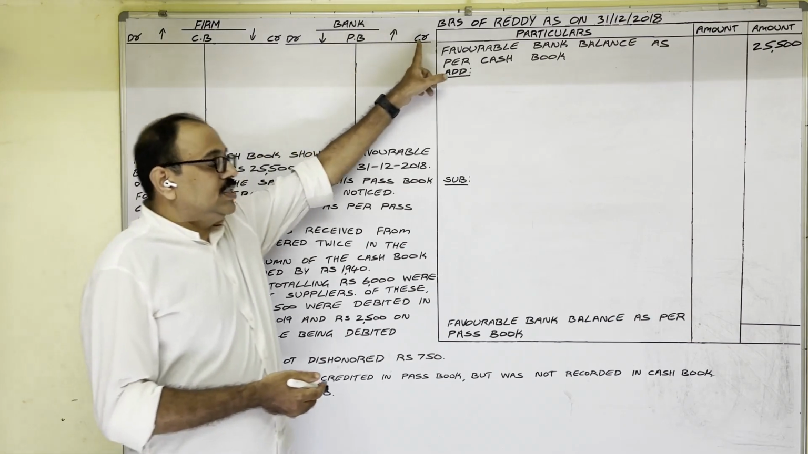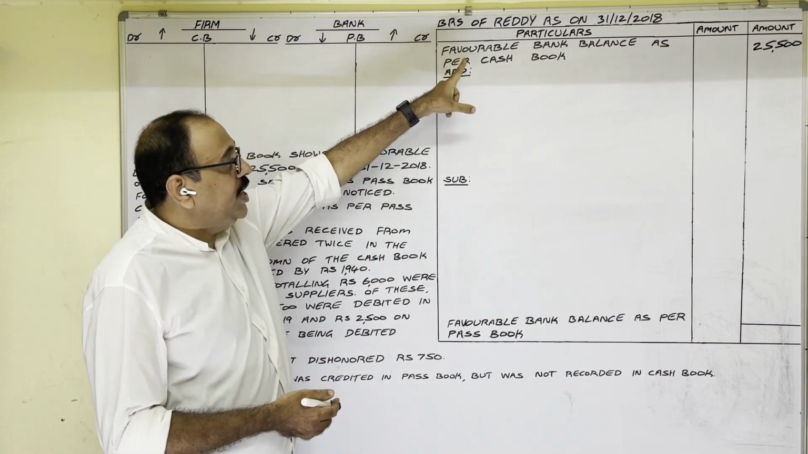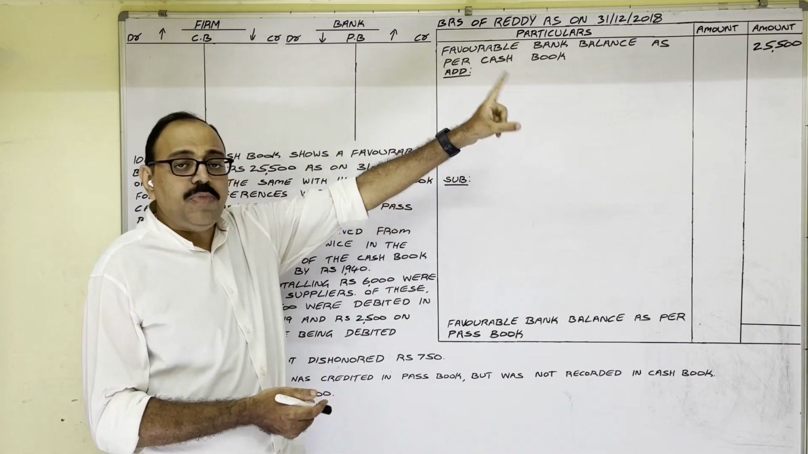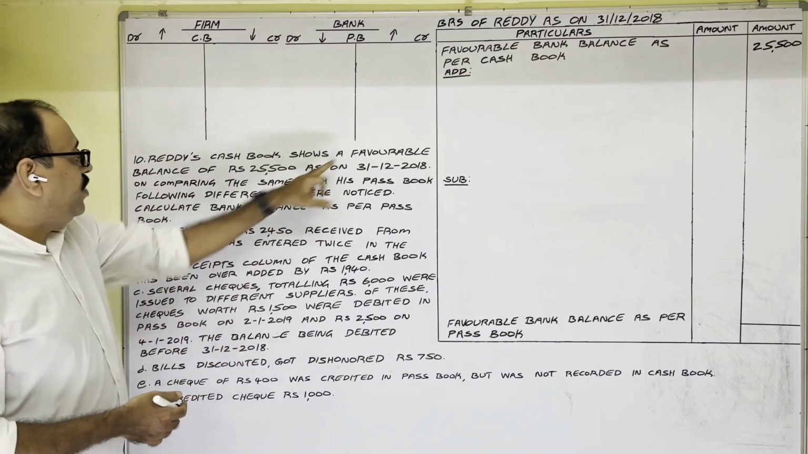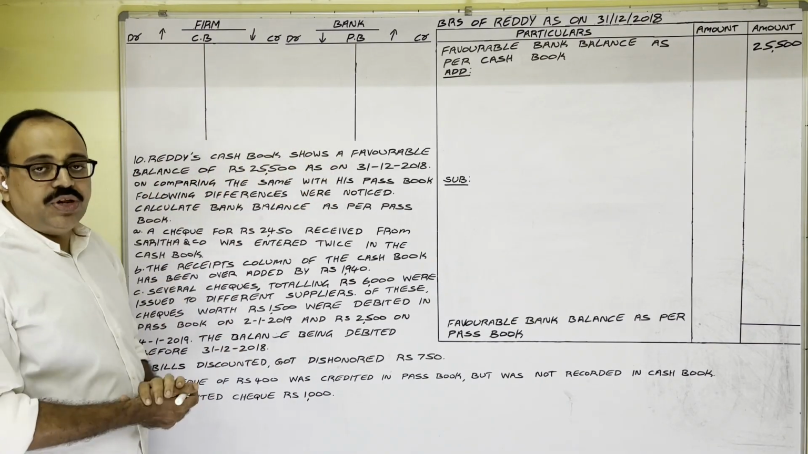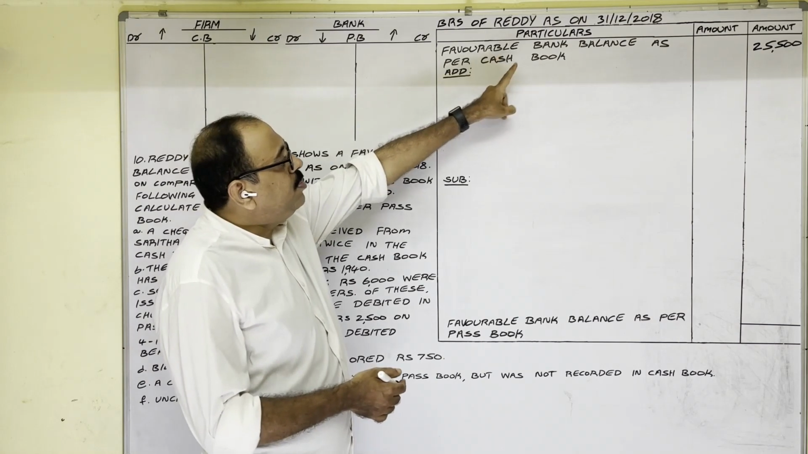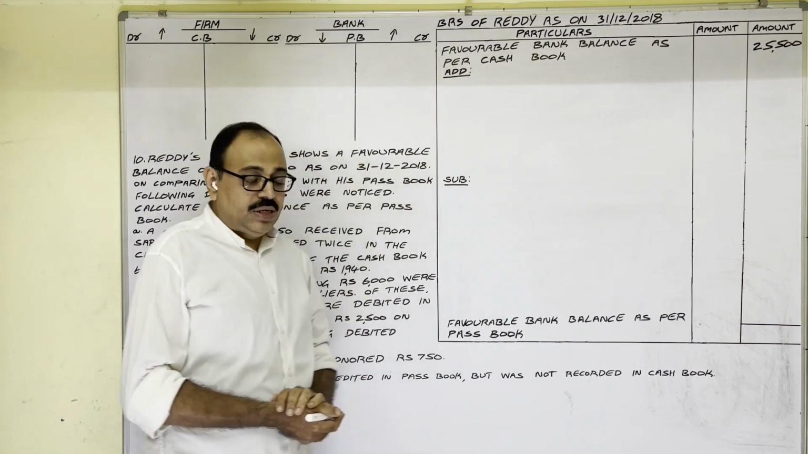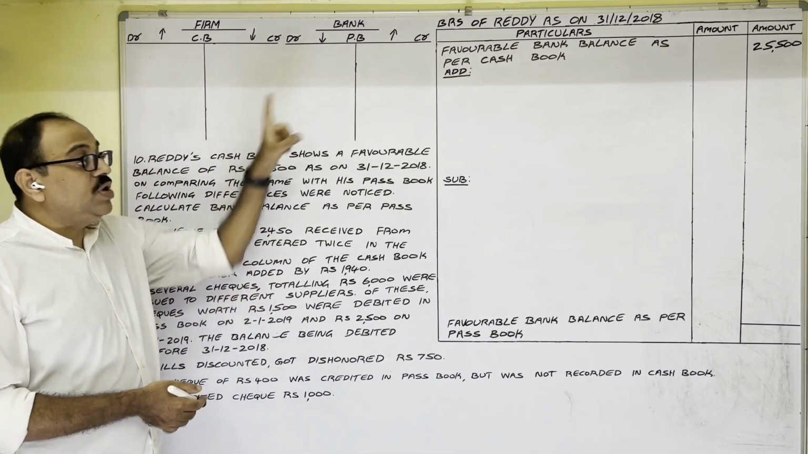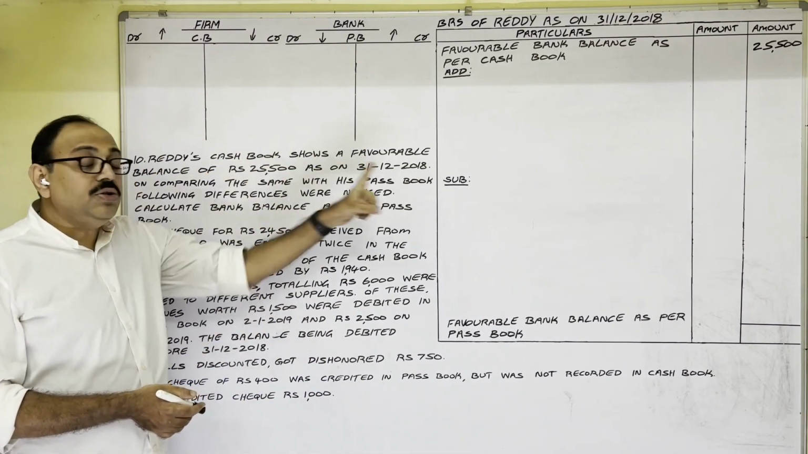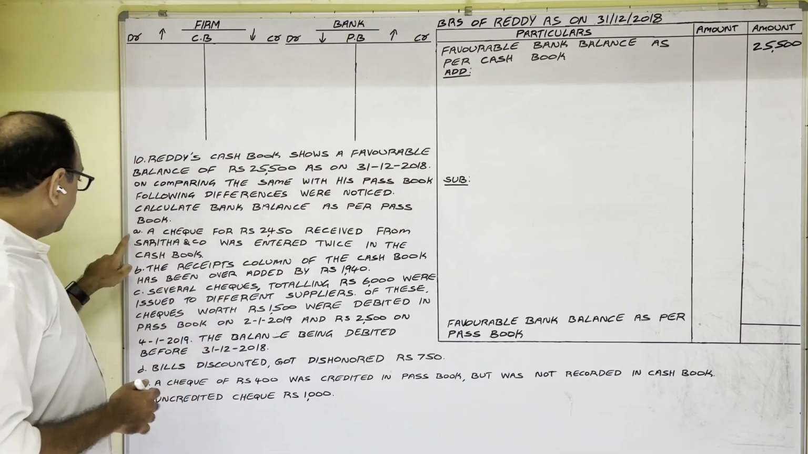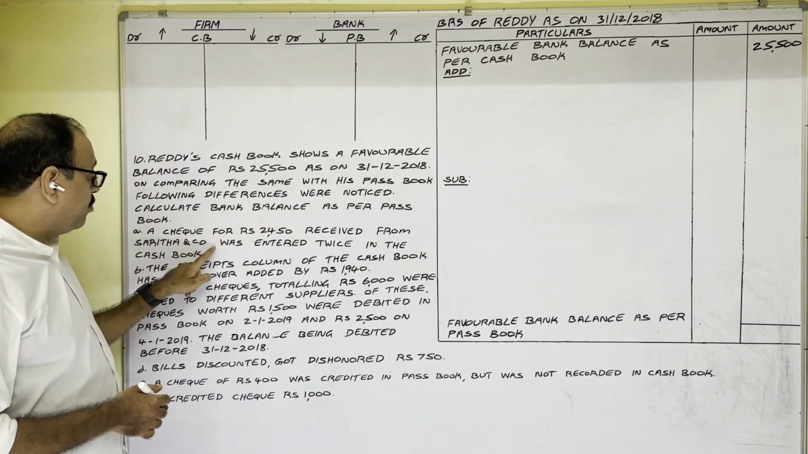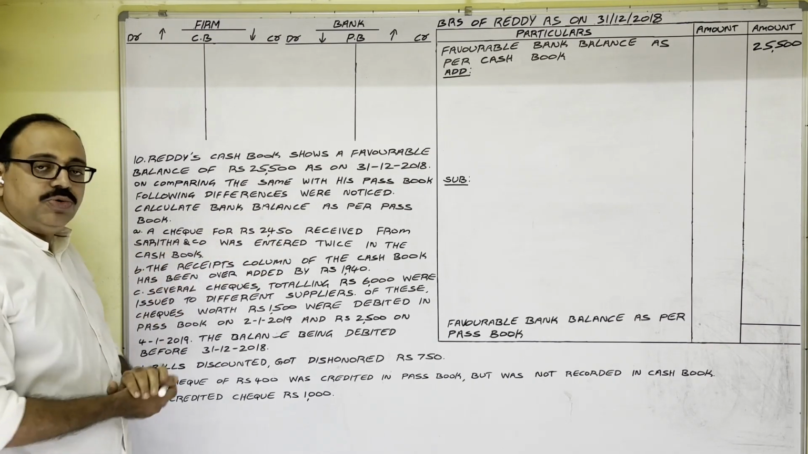Heading: BRS, Bank Reconciliation Statement of Reddy as on 31st December 2018. Particulars: inner amount column, outer amount column. First, the favorable bank balance as per cash book is given in the question. Write down that favorable bank balance as per cash book in the outer column, 25,500 rupees. Among these reasons, some you have to add to that amount, and some you have to subtract from that amount. A point: a check for 2,450 received from Sarita and Company was entered twice in the cash book.